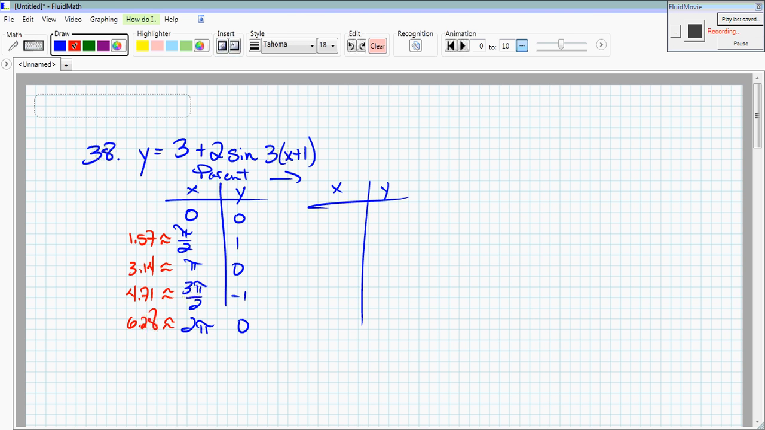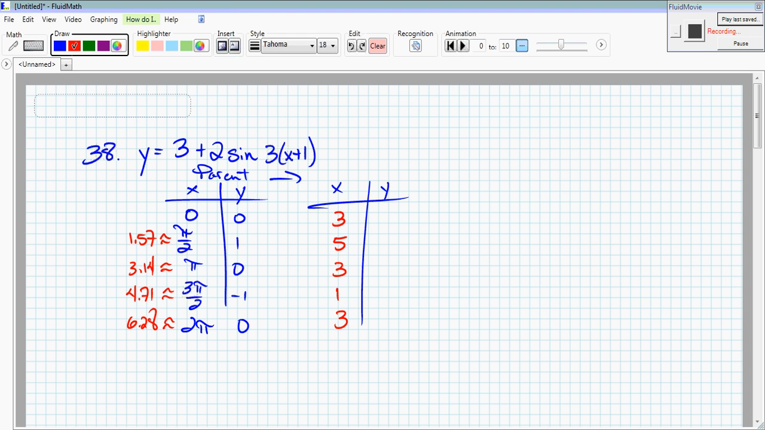Okay, let's start with y. Y is always easiest. We have to add 3 and multiply by 2. In this case, with y, you want to multiply first. Order of operations, signs, everything holds true. So we're going to multiply by 2 and add 3. That gives us 3. Multiplying by 2 and adding 3 gives us 5. Then we're back to 3. Then -1, -2, plus 3 is 1. And then 0, we're back to 3.